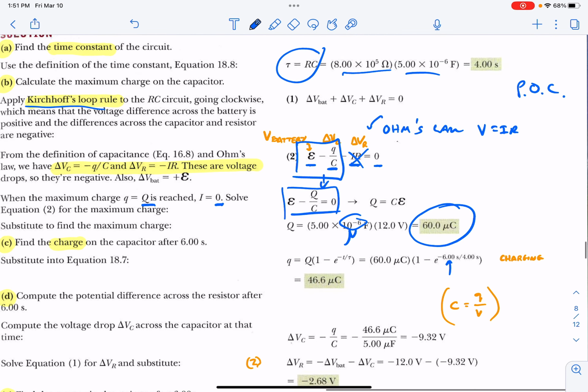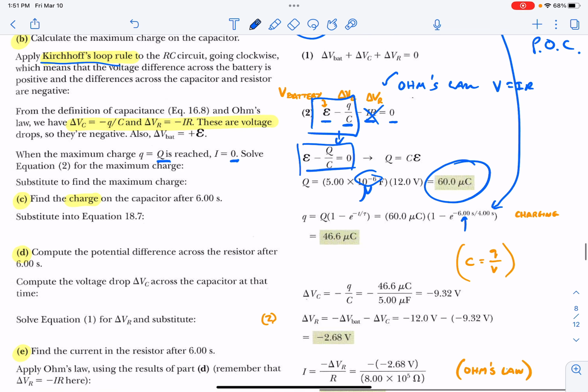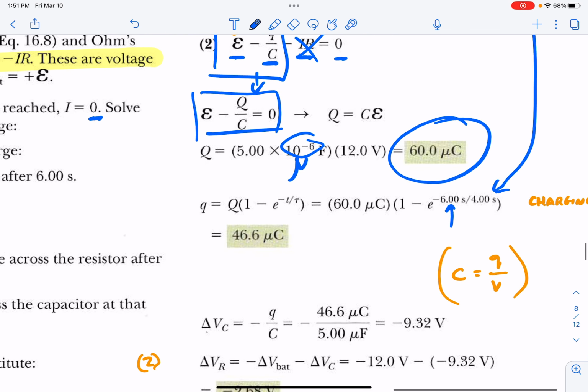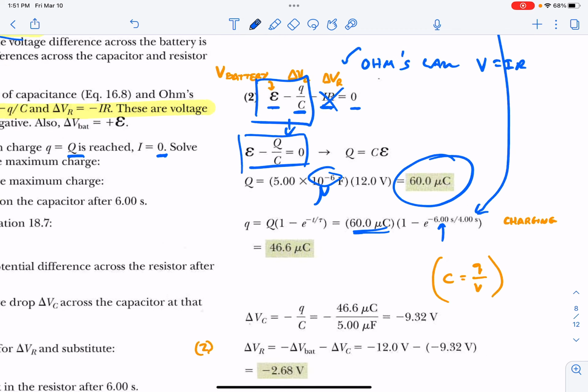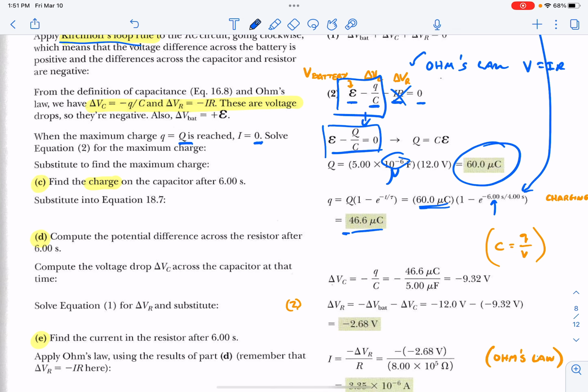And down here, that is where my time constant is. And when we solve this equation with my fully charged capacitor, you can see that after 6 seconds, we are about 2/3 of the way, a little more than 2/3 of the way.